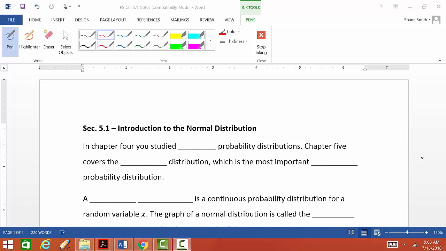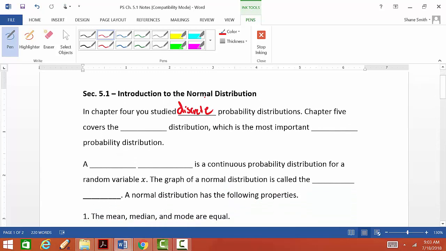So, in chapter 4, we studied something called discrete probability distributions. And if you remember about discrete probability distributions, it meant we were counting something. So we had a finite number of outcomes. And depending on what that probability distribution was, like in binomial, you're counting the number of successes. In geometric, you're counting the number of trials to the first success, but you're counting something.